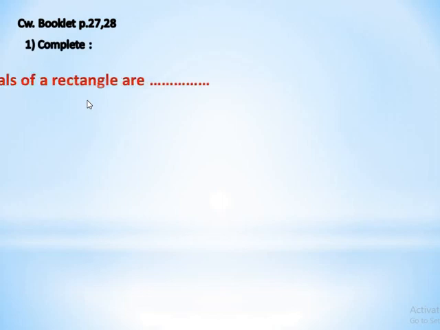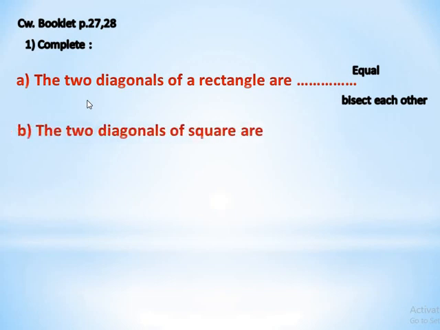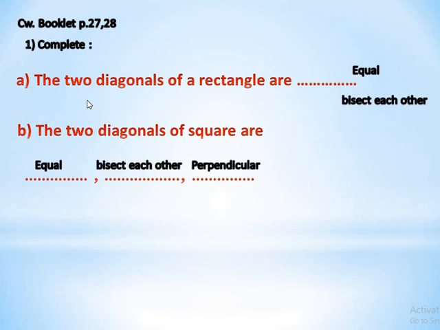Okay, let's complete this. Classwork booklet, pages 27 and 28. Number 1, complete. The two diagonals of a rectangle are, let's remember, the common property is they bisect each other. In a rectangle, the diagonals are equal and bisect each other. Letter B, the two diagonals of a square are, we have many properties: equal, bisect each other, and perpendicular.